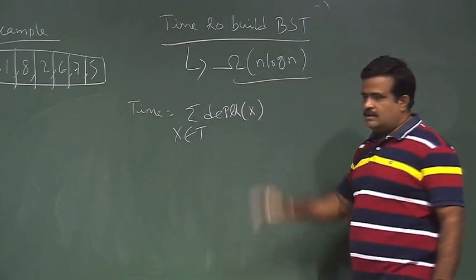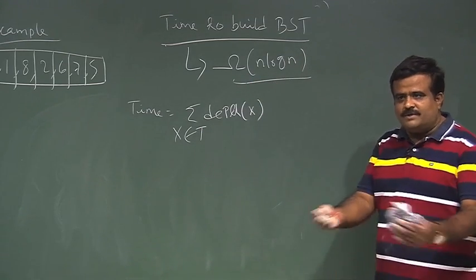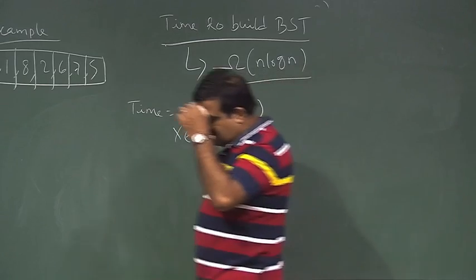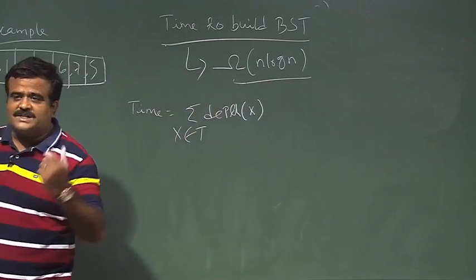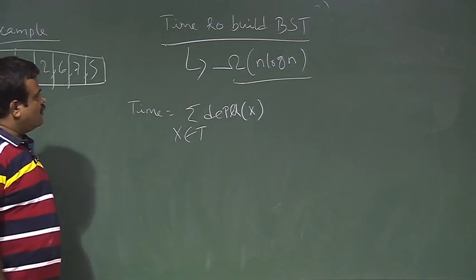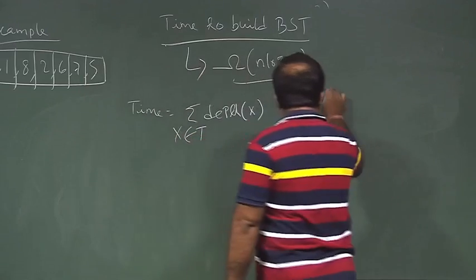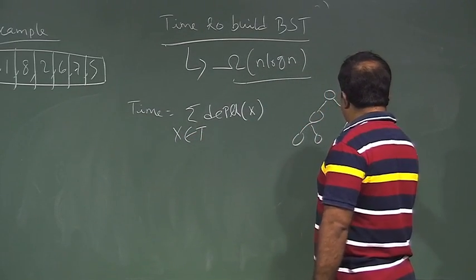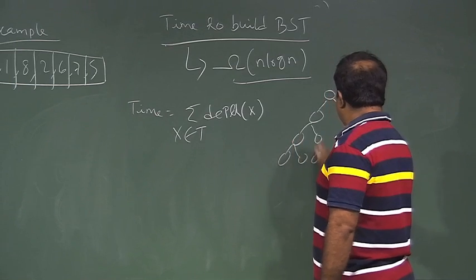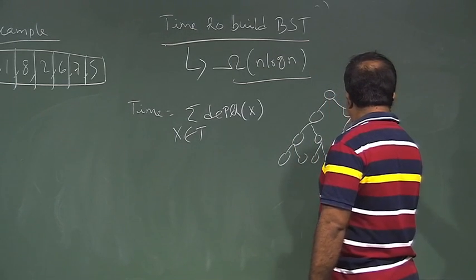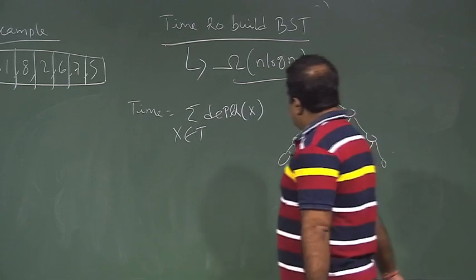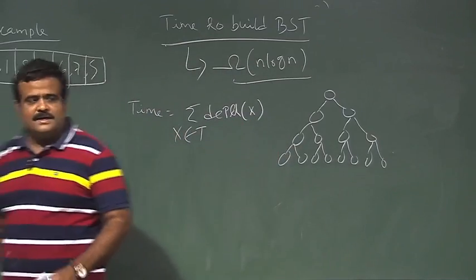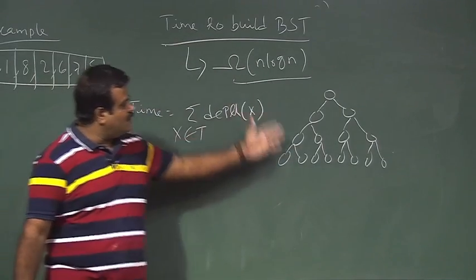This is the lower bound. We cannot do better than big omega of n log n. Why? Because when is the best case for this? When we have a balanced tree. It depends on the nature of the tree. If the tree is balanced, suppose there are n nodes, this is a balanced tree.